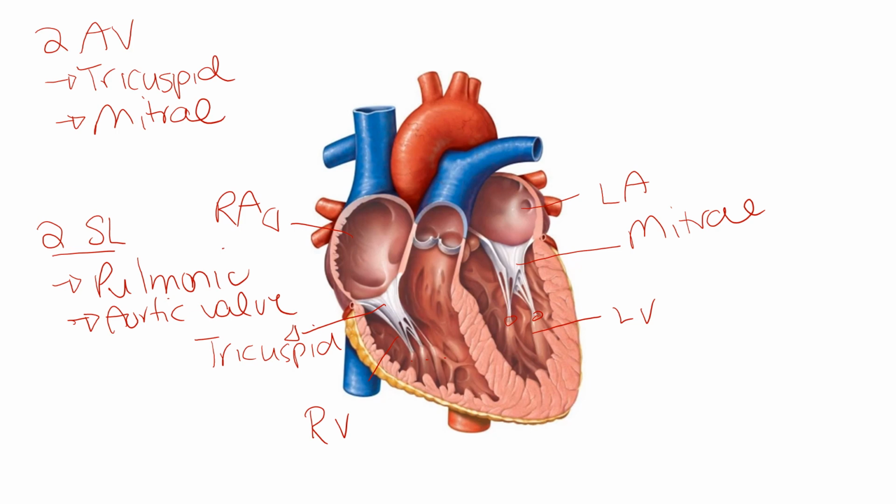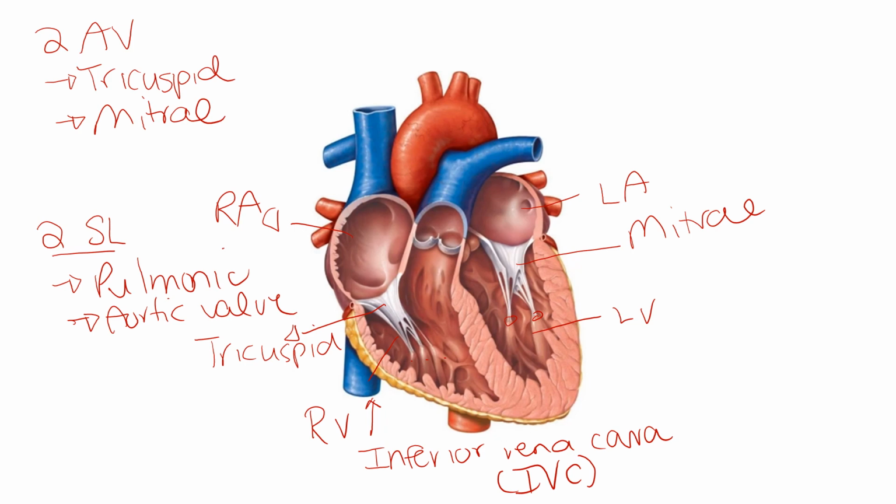Some other vessels that you're looking at: this large blue vessel bringing blood up to the right atrium of the heart is what we call the inferior vena cava. For short, we say the IVC. The IVC drains the lower aspect of the body.